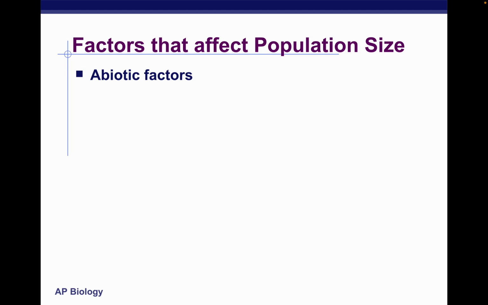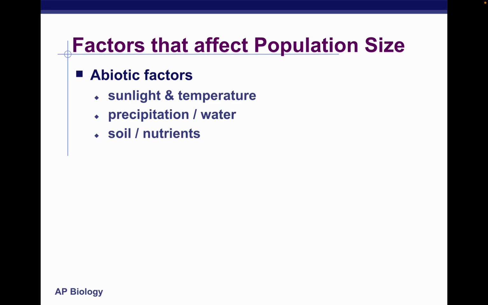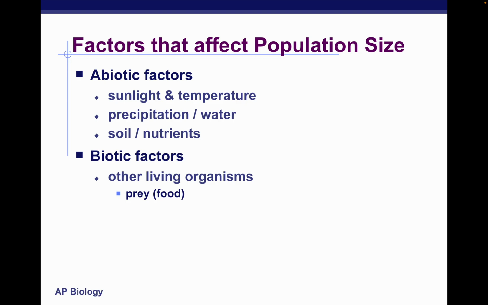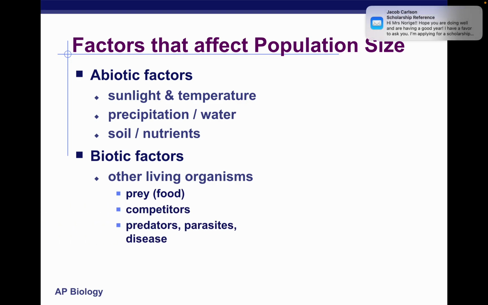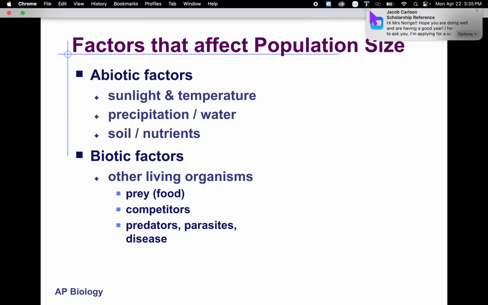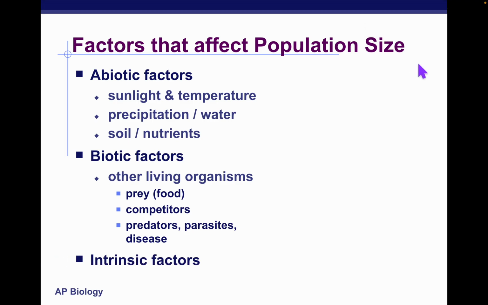There are several factors that can affect population size. Abiotic factors, abiotic means non-living: sunlight and temperature, precipitation, water, basically weather, soil and nutrients. We will be talking about nutrient cycling, and we've talked about soil quite a bit. Our biotic and living factors, other living organisms, our prey, our food, competitors, predators, parasites, disease, sorry about that. And then we have intrinsic factors such as adaptations.